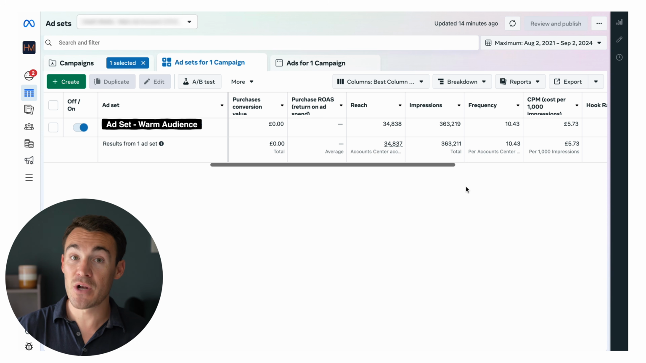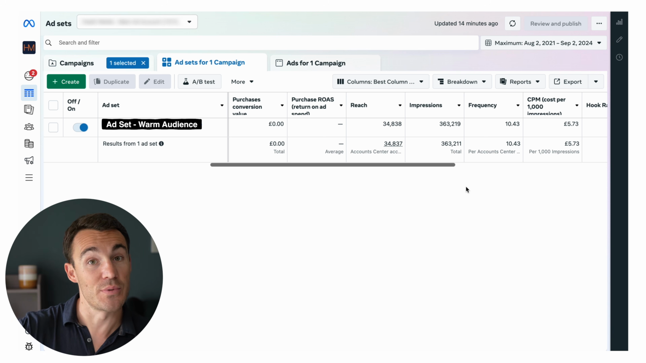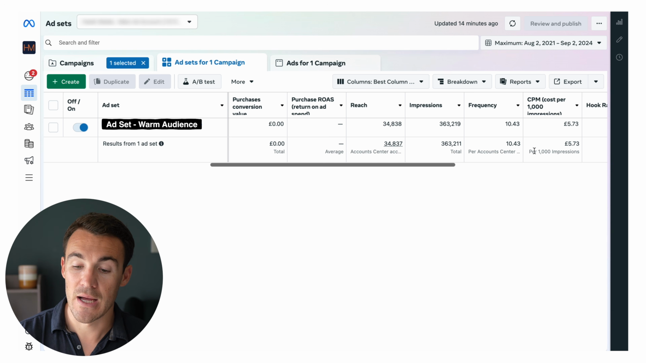But it's really important to keep an eye on frequency, because if you do see an ad perform really well and then it starts to drop off and that coincides with the frequency going up, okay, you've probably got ad fatigue. You need to introduce new creatives, and there's things you can do to go about tackling that.